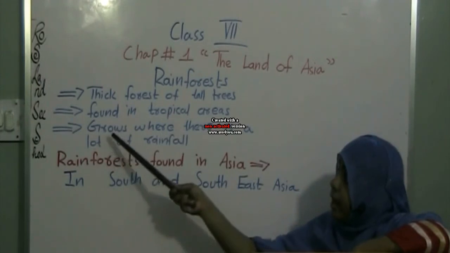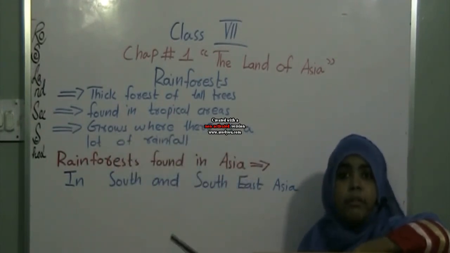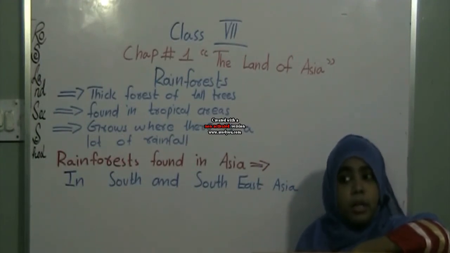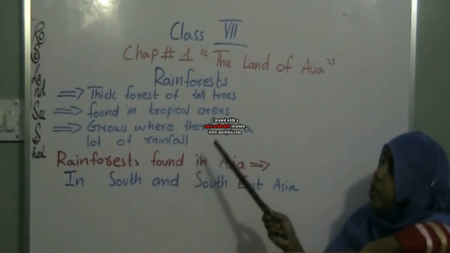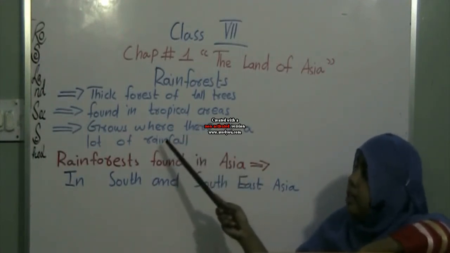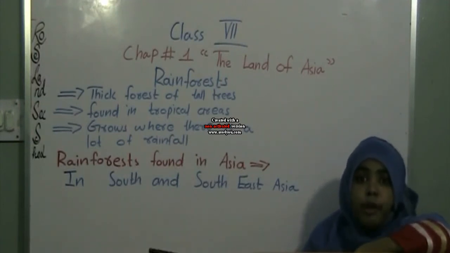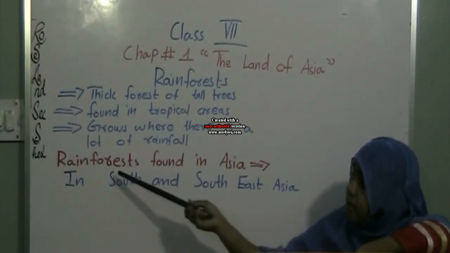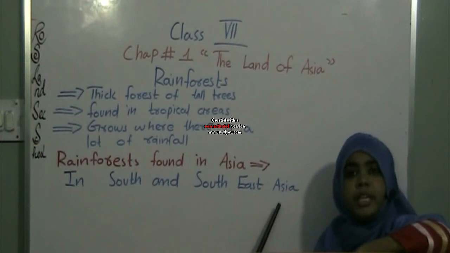And class, rainforest grows where there is a lot of rainfall. The tropical regions face heavy rainfall because of their hot climate. So that's why the rainforest grows in tropical areas, because there is a lot of rainfall, and you know that rainfall helps in growing trees. The rainforest in Asia is found in South and Southeast Asia.